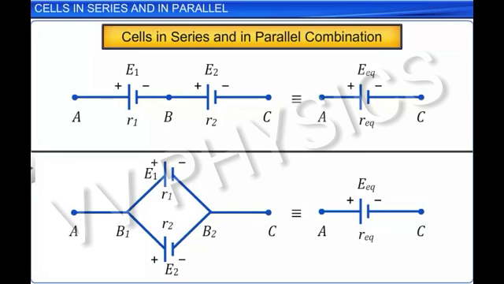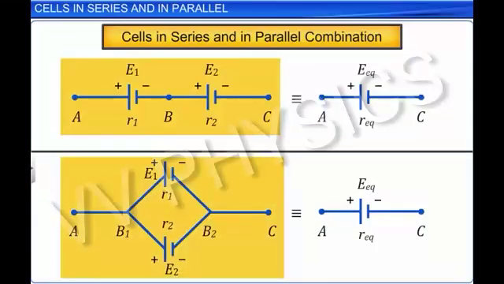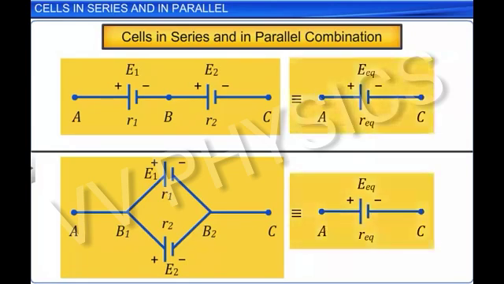Cells are connected either in series or in parallel combinations to obtain the required voltage and current in a circuit. To calculate currents and voltages in a given circuit, the combination of cells is replaced by an equivalent cell that gives the same EMF as that of the combination.